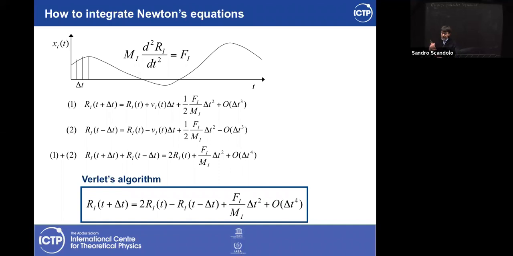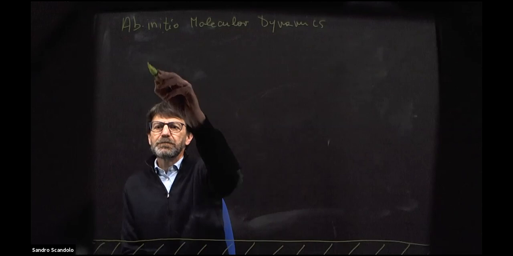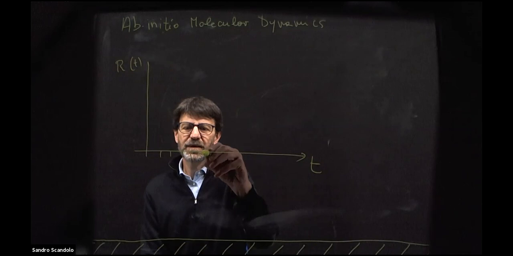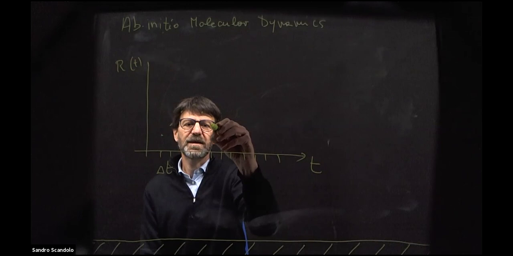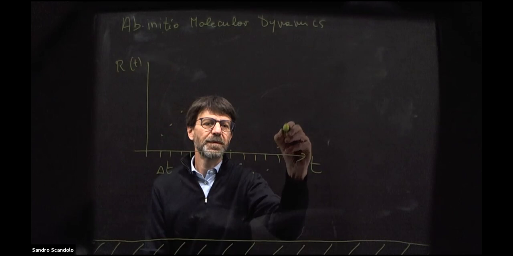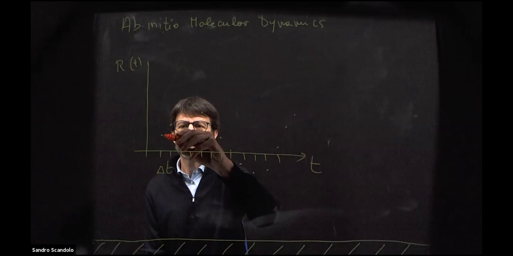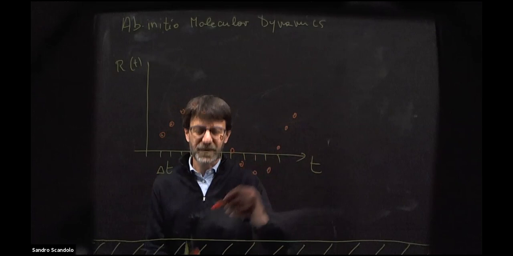Now, let me say something about delta t. How do we actually choose delta t? Let me go back to my screen here. I have my position as a function of time, and I'm discretizing my time, where the distance is delta t. And I'm evolving my trajectory in this way, point after point, and so on and so forth. So I have a discrete set of points which describe more or less the trajectory of my particle. Let me highlight the fact that what I have is not a continuous set of points, but a set of points defined only every delta t. So this is what I call my trajectory.